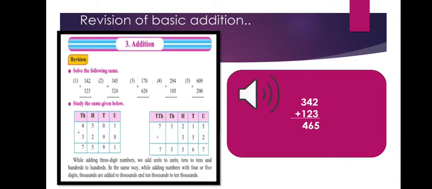342 plus 123. This is simple addition. The answer is 2 plus 3 is 5. 4 plus 2 at tens place is 6. And 3 plus 1 at hundreds place is 4. Okay? Please solve the sums in maths notebook.